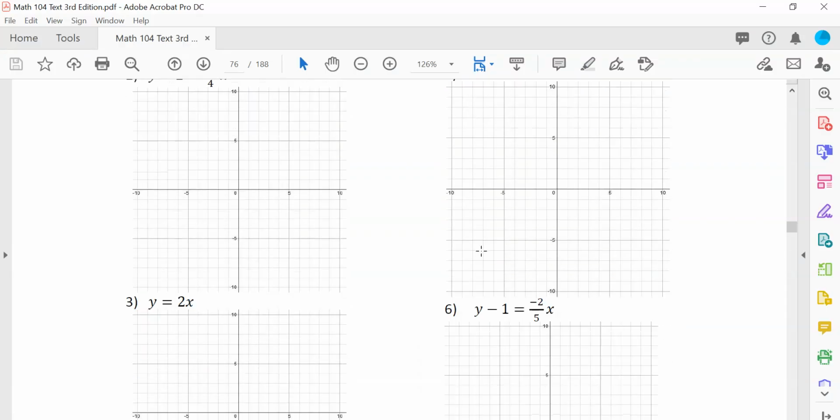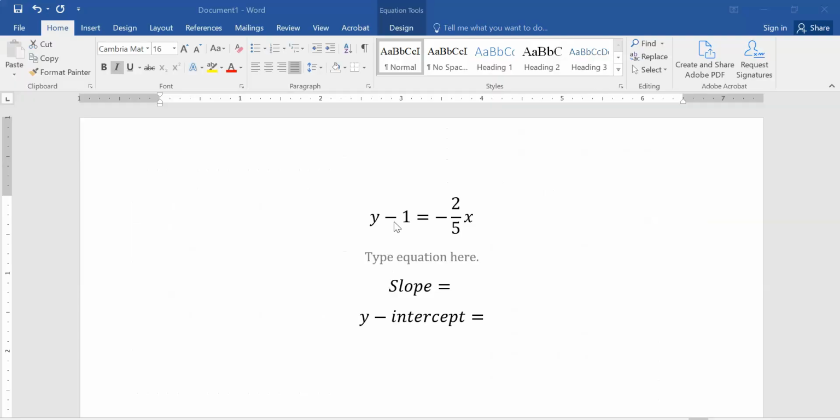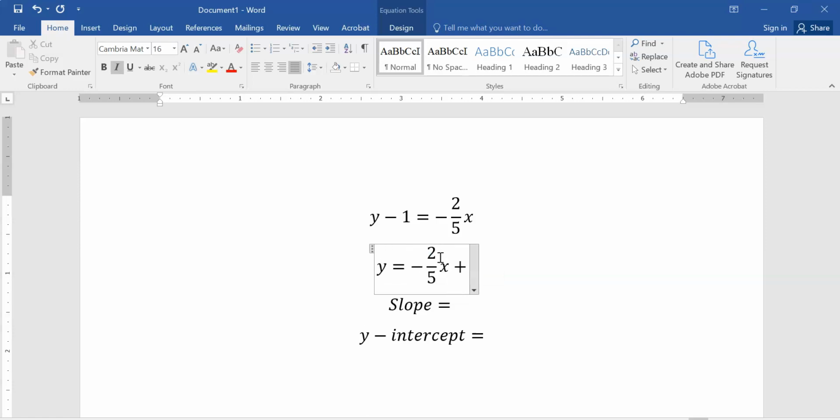So let's do this last example. y minus 1 equals -2/5 x. This has both a y and an x, so I can put it in slope-intercept form. It is not currently in slope-intercept form, so let's go ahead and do that. The way to do that in this equation is just to add 1 to both sides. So I'm going to take y minus 1 equals -2/5 x. I'm going to add 1 to the left-hand side. That's going to give me y. I add 1 to the right-hand side. It gets me -2/5 x plus 1.